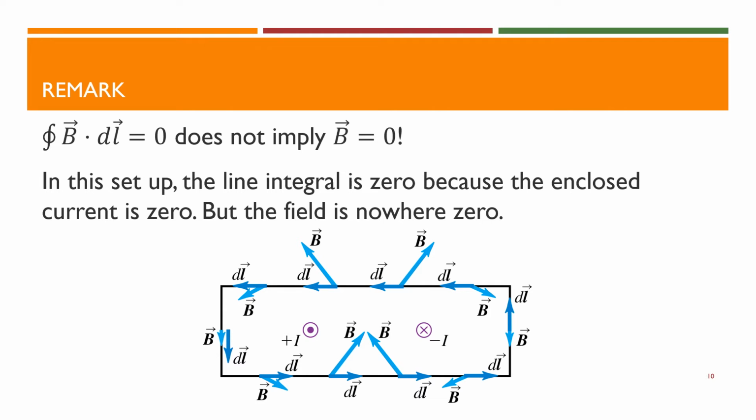Consider the following example where you have two current sources, one pointing out of the page, this one, and another one that points into the page, this one, and they have the same current magnitude. Ampere's law states that when we close them using this rectangle right here, so this is a closed path, this is a valid choice of an Amperian loop, the line integral around this rectangle is zero. But that does not imply that the magnetic field produced by these two current sources is zero. So the field is nowhere zero around this integration path right here.